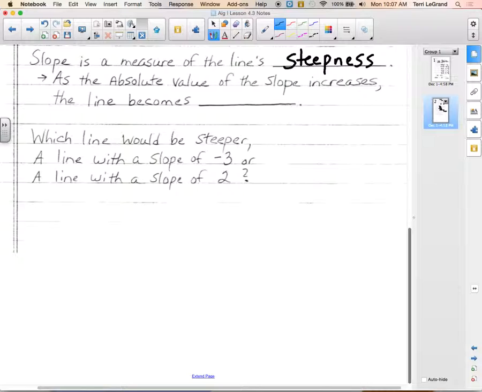So those slopes that I don't want to hit have a slope whose absolute value is a whole lot larger than the ones I like to hit. So tell me, which line would be steeper: a line with a slope of -3 or a line with a slope of 2? -3. Why -3? Because of absolute values. Right. No, that's a good thought. It would actually be 2.